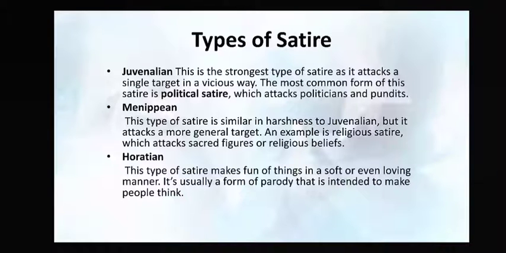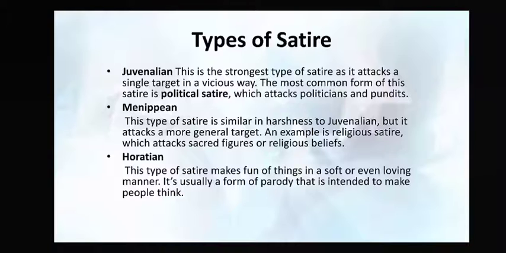Then we have the Menippean. Now, this satire is somewhat similar in harshness to Juvenalian, but it attacks a more general target. General means it can be an institution, a setup, a community. For example, we have religious satire. One religion could be a target, one church could be a target, one community could be a target, which attacks sacred figures or religious beliefs. So it is more generalized, a group or community being targeted.